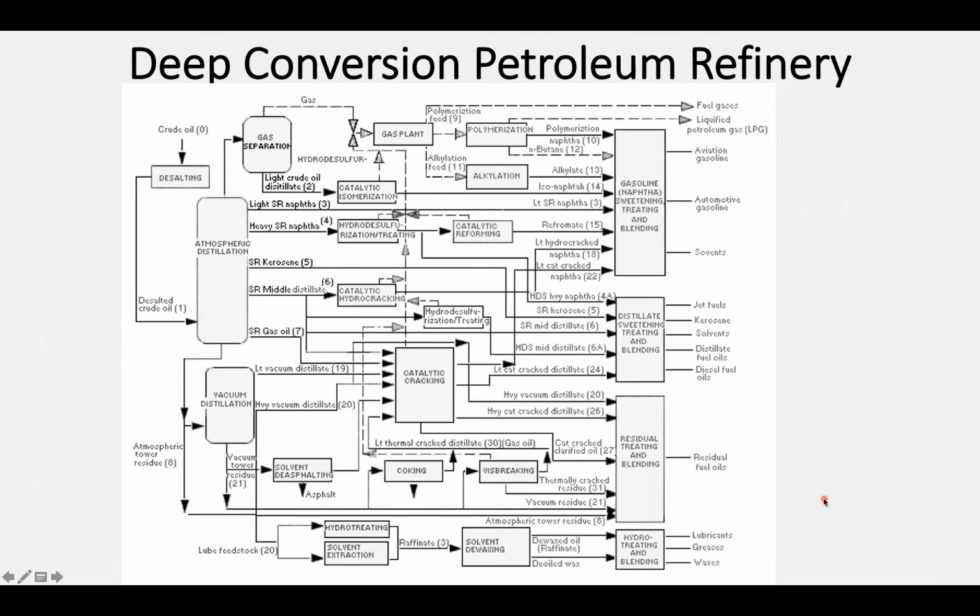So if I take my normal conversion plant and I add in some form of visbreaking or coking, I generate what's called a deep conversion plant. So this is really trying to milk everything we can out of the system. And these typically only tend to exist in the US, where we're really trying to get the most out of our oil.